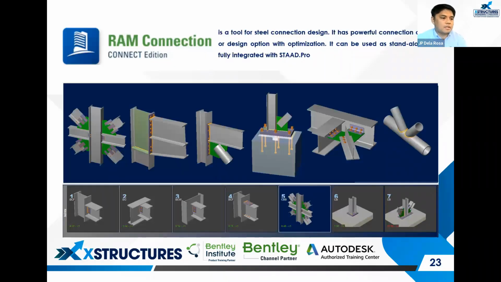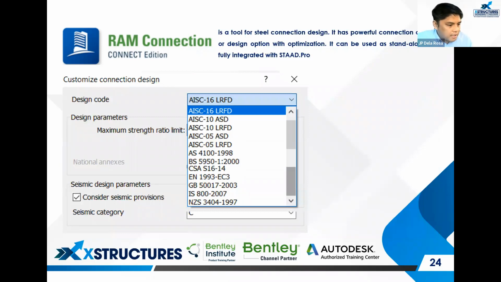And then RAM Connection is a tool for steel connection design. It has powerful connection check and design options with optimization. It can be used standalone or fully integrated with STAAD.Pro. As you can see, RAM Connection supports most of the connection databases available in the American design code, British standard, Canadian standard, Eurocode, Australian standard, as well as New Zealand standard. So these are the available design codes within the program, even the older design codes of AISC.